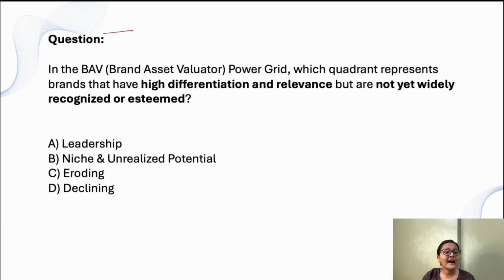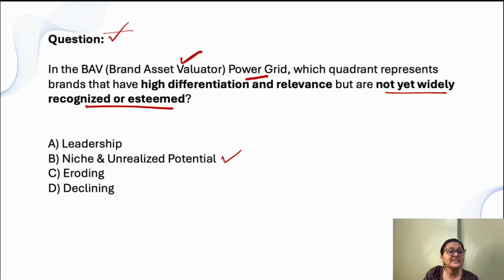Right, now let us look at one of the MCQs of this. In the brand asset valuator model, that is the power grid, which quadrant represents brands that have high differentiation and relevance in the marketplace, but are not yet widely recognized or esteemed? The options over here are leadership, niche and unrealized potential, eroding, and declining. So the right answer will be niche and unrealized potential.